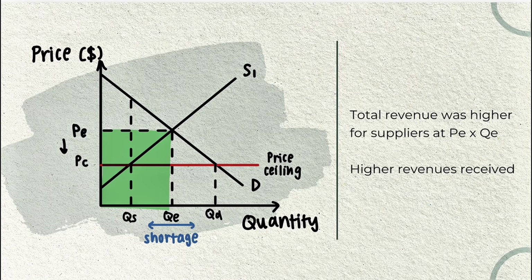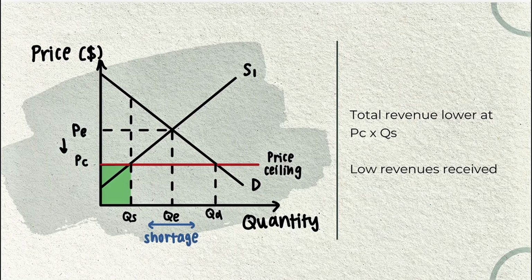And to illustrate why a price ceiling is not good for the suppliers, as you can see, the shaded area in the green is the total revenue, which is PE multiplied by QE. And after the price ceiling, you can see there's a stark difference, as the green box is significantly smaller, which is PC multiplied by QS.